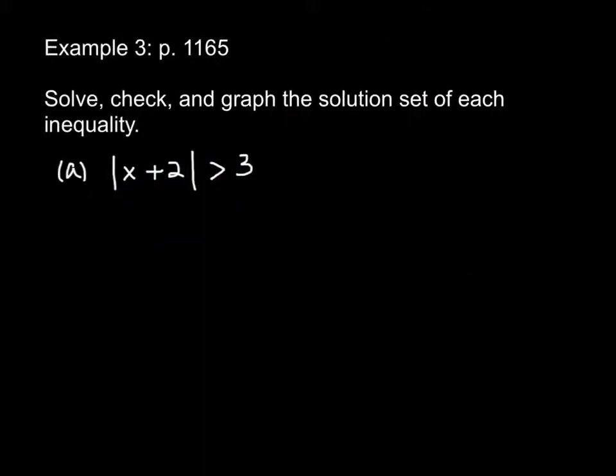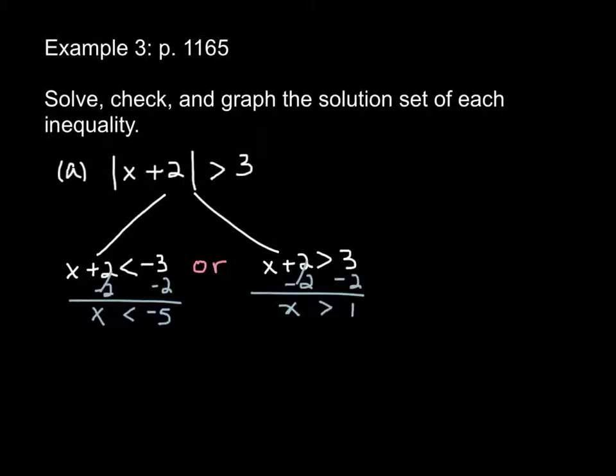Example 3 on page 1165 says solve, check, and graph the solution set of each inequality. A is the absolute value of x plus 2 is greater than 3. So greater than my constant. We're using case 2, which means that I'm taking x plus 2 is less than negative 3, or x plus 2 is greater than 3. So we'll solve for x. So I got x is less than negative 5, or x is greater than 1.